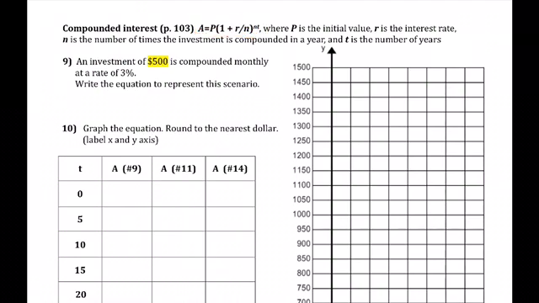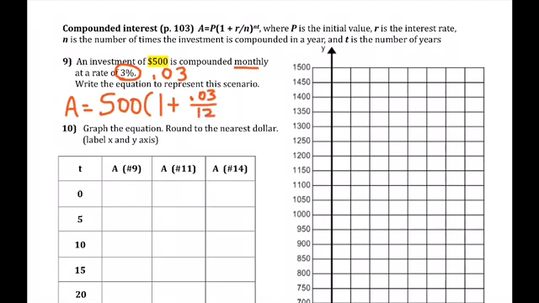So number 9, it says an investment of $500 is compounded monthly. And so how many months are in a year? It's 12. And so we're going to have a rate of 3%. So remember, you change that to a decimal, 0.03. Now it says write an equation to represent the scenario. So we're going to have A is equal to, the principal is how much we start with. And then we're going to have 1 plus, and then 0.03 divided by 12, because that's our R divided by N.